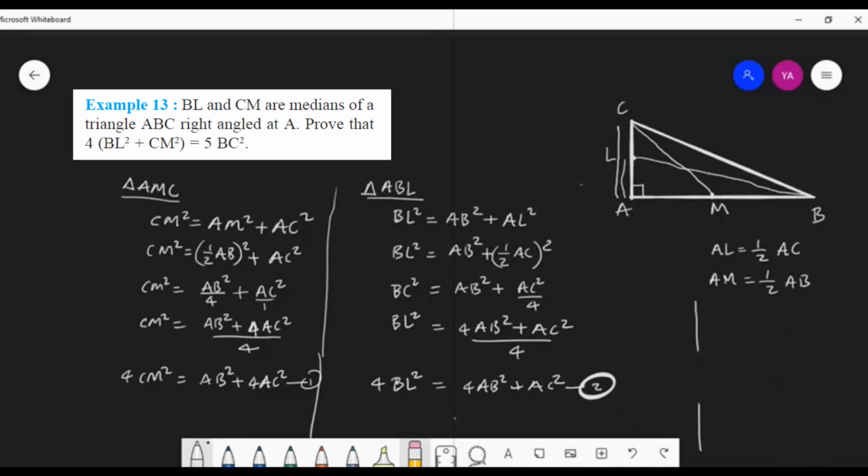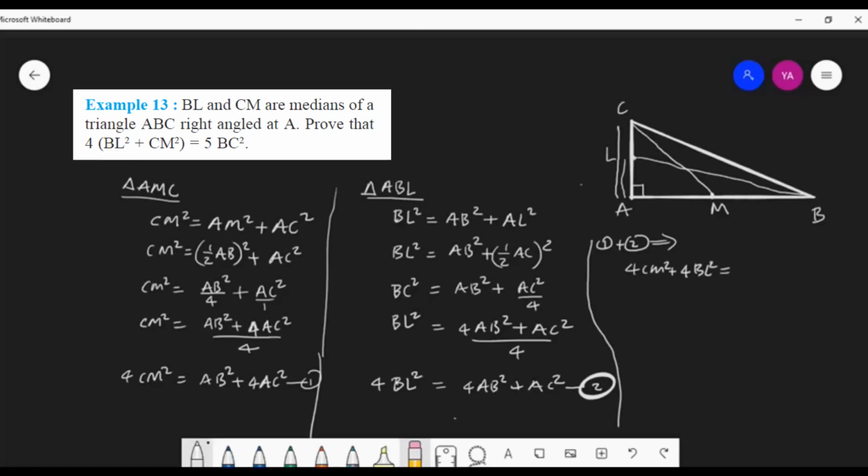Okay, I shall do it here. Equation number 1 plus equation 2. What will you get? LHS and LHS, what will come? 4 CM square plus 4 BL square is equal to, yes, AB square plus 4 AC square plus 4 AB square plus AC square.